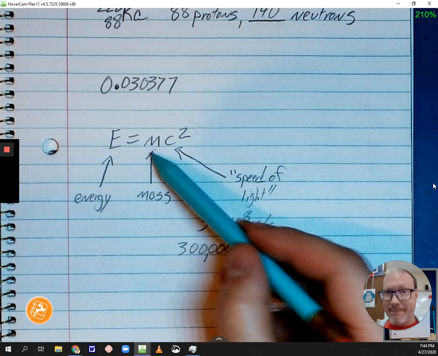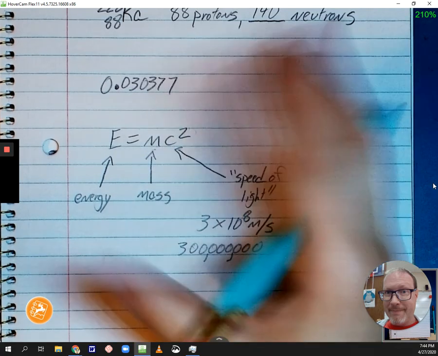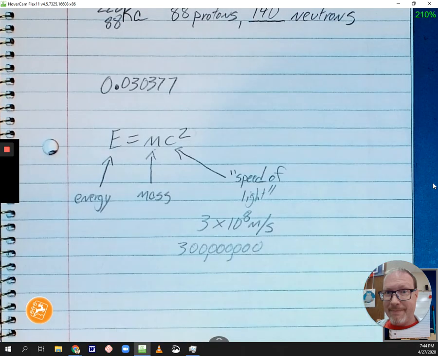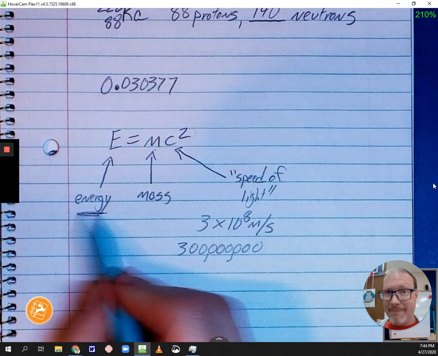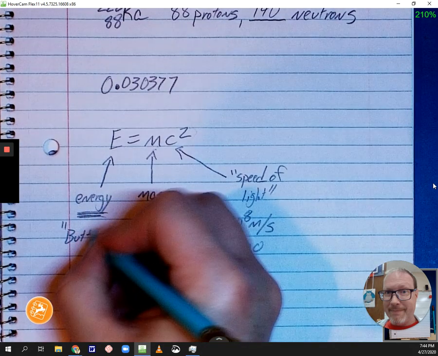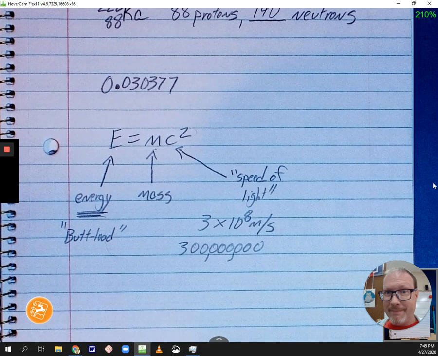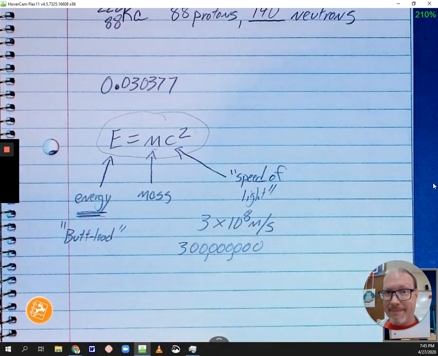What that tells us is when I take protons and neutrons and put them together and make a bigger nucleus, that missing mass gets turned into energy. And it doesn't just get turned into a little bit of energy, it gets turned into, the scientific term for this is a buttload. There's a buttload of energy that happens whenever mass turns into energy. And it's all according to Einstein's E equals mc squared equation right there.